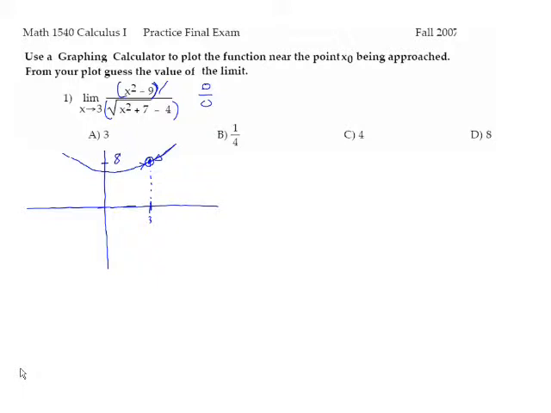8. Now, to do this analytically, we want to use a strategy that we've illustrated in class before, in which we multiply the denominator and the numerator by the same function. So here we're going to multiply the top and the bottom by the square root of x squared plus 7 plus 4. We're going to do the same thing to the top.